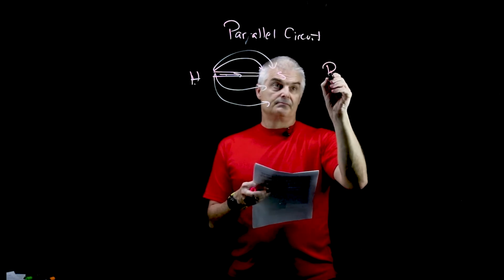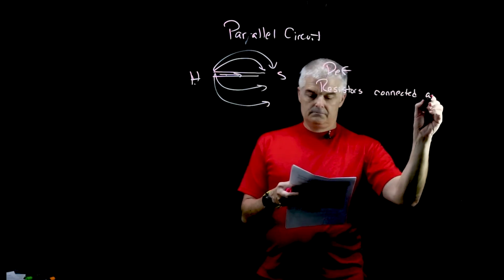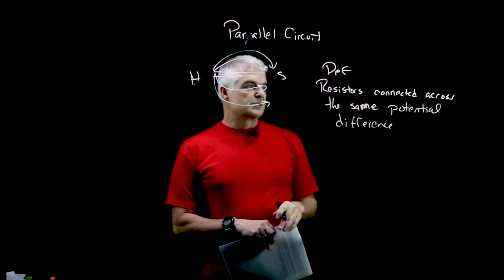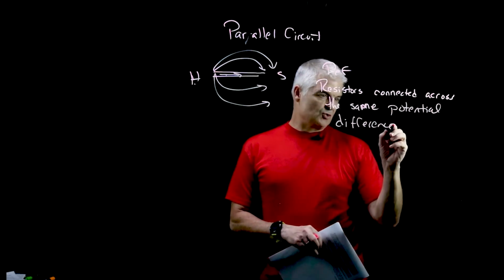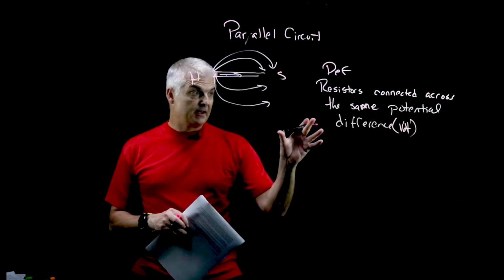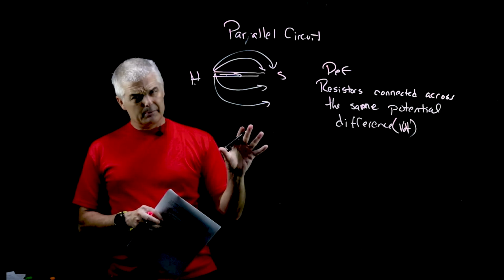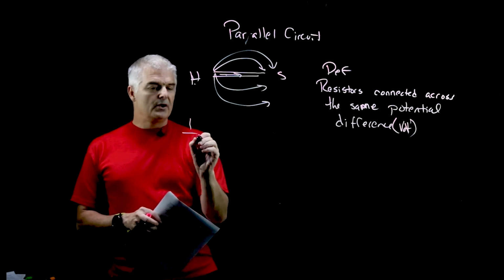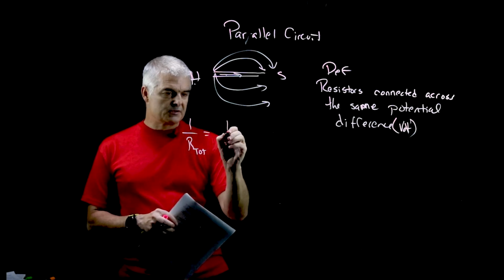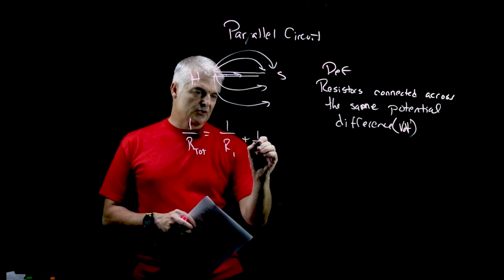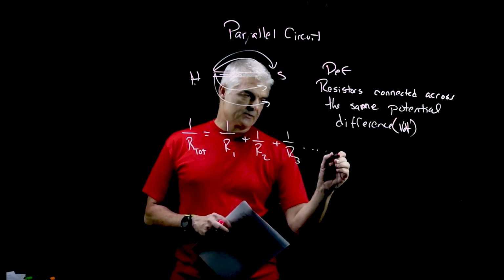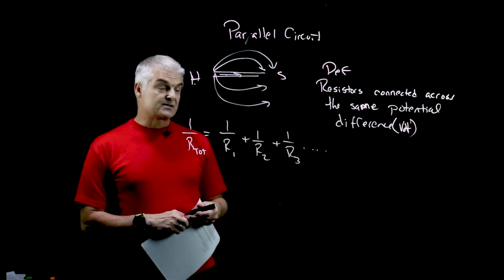Here's the definition: resistors connected across the same potential difference. Remember, that's your voltage. And the equation is going to be similar but different. We can say 1 over R total, notice it's an inverse relationship, is equal to 1 over R1 plus 1 over R2 plus 1 over R3, etc., depending on how many you have. So that's a parallel circuit.